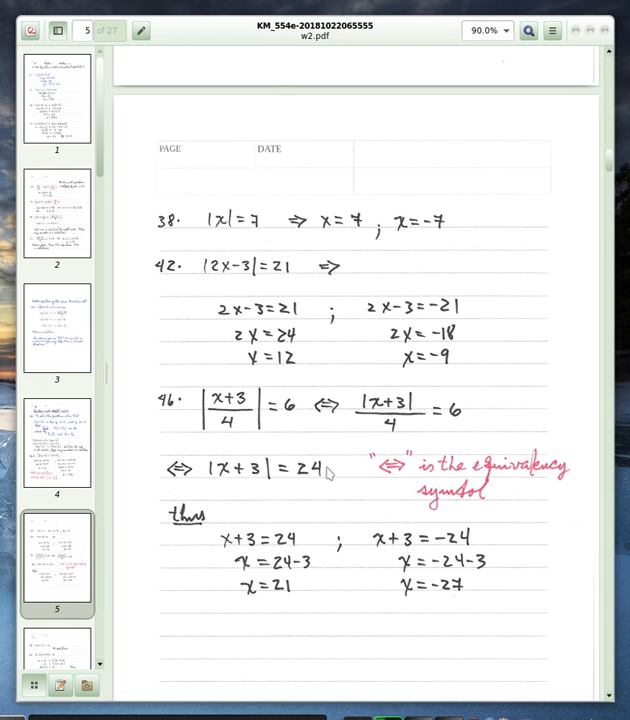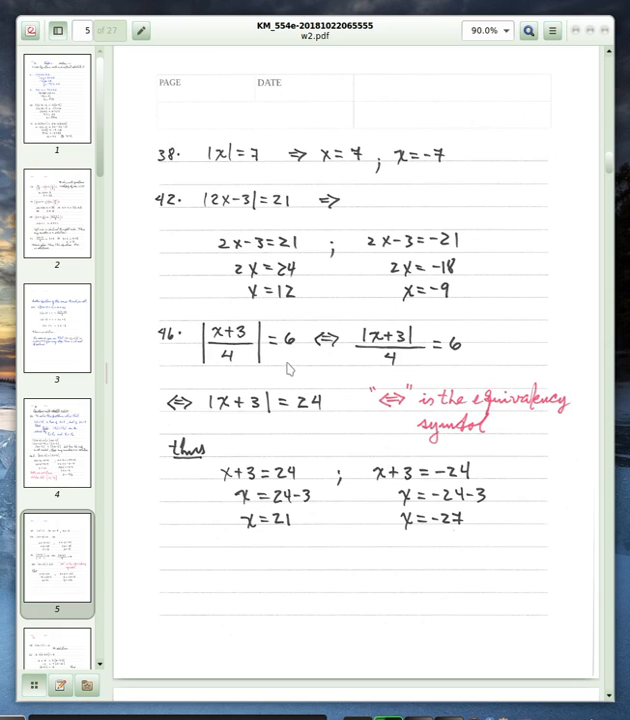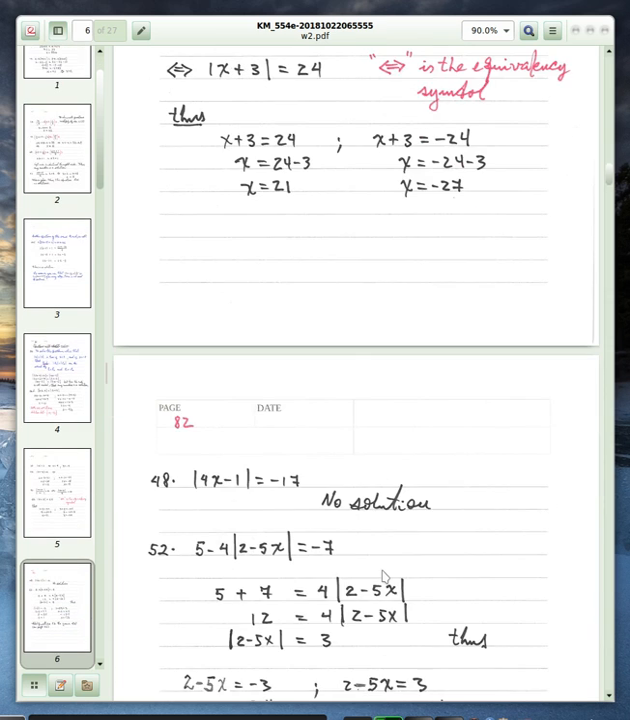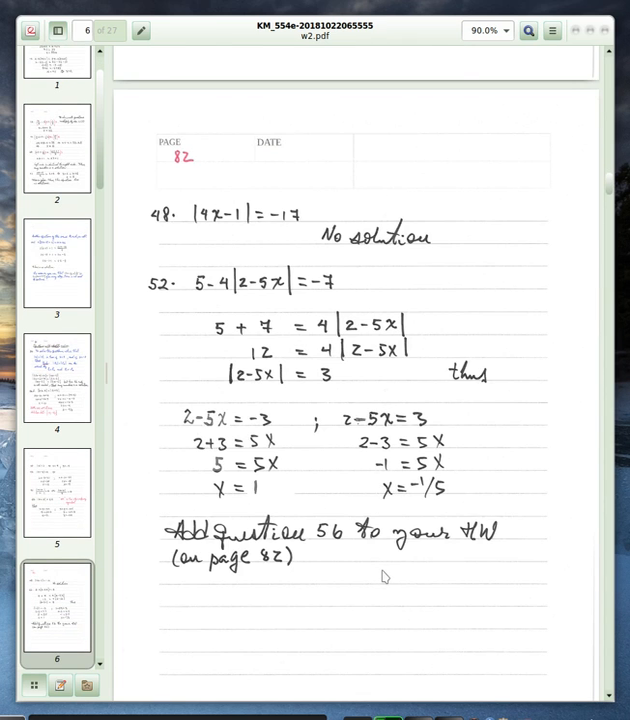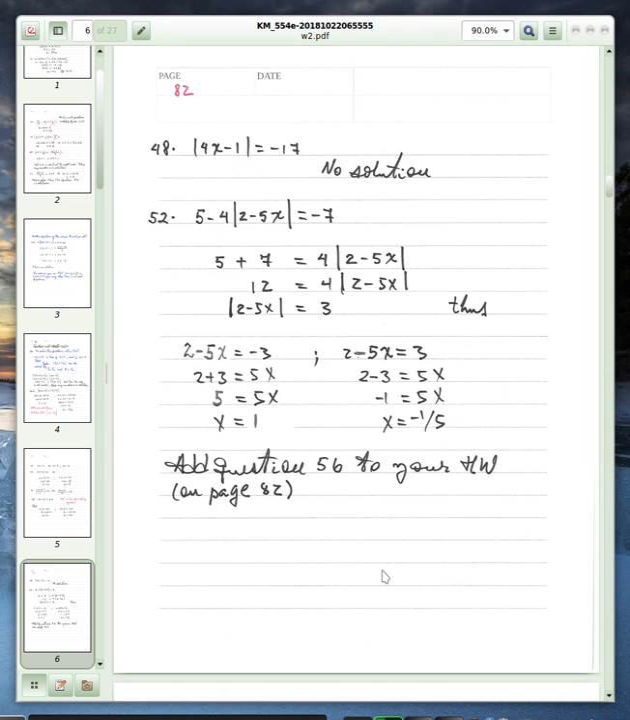46 is done the same way. The only comment I would like to make is that when we have the absolute value of a quotient, we can say that it equals, in this case, the absolute value of the numerator divided by the absolute value of the denominator. But since 4 is positive, we can just write it like this. And this makes solving this problem much easier. And you can follow the steps here. And let's see. On page 82, we have problems 48 and 52.